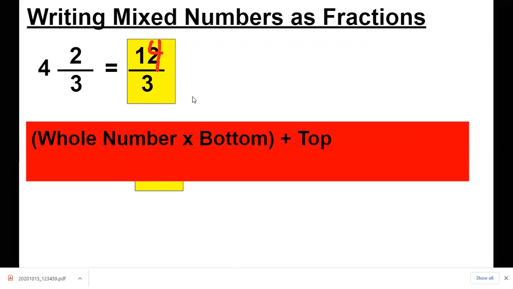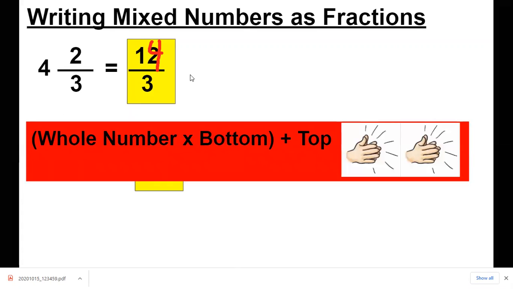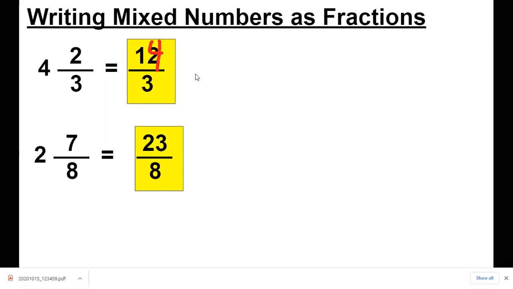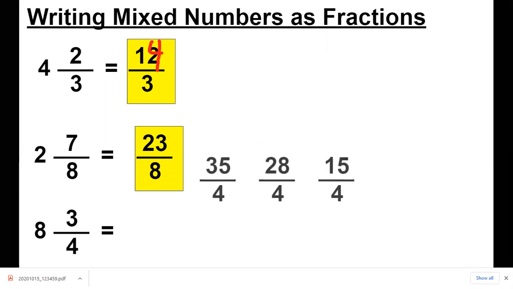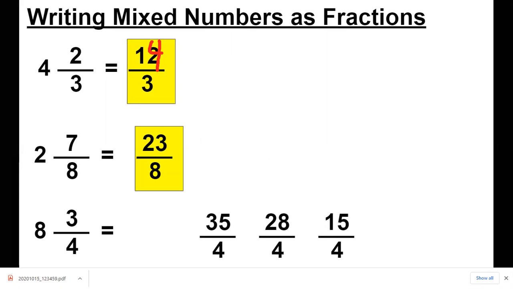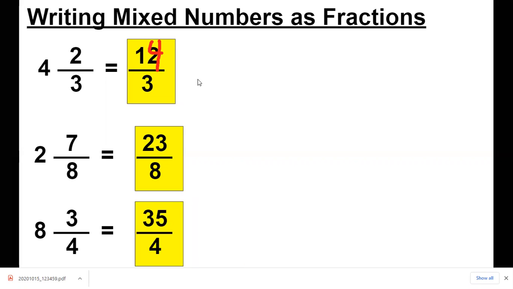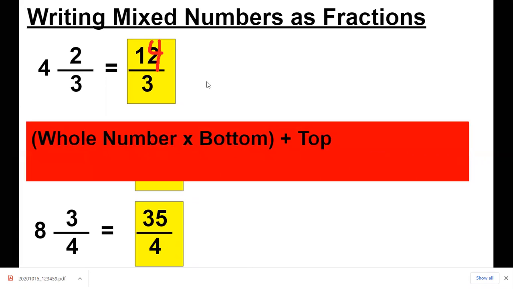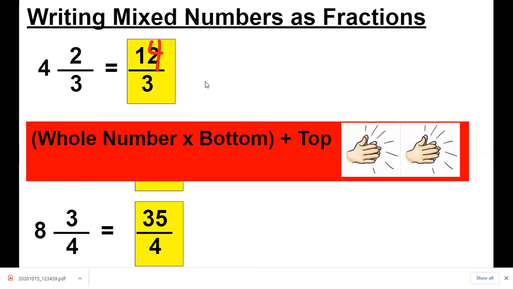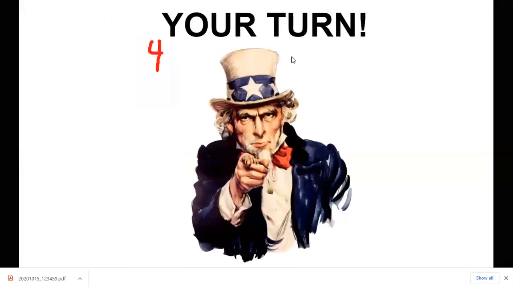First, our shortcut, whole number times the bottom plus the top, clap, clap. And the last one, 8 and 3/4 is equal to, here are your choices. Which is the correct answer? Okay, goodbye and goodbye. We are correct. 35/4 is the correct answer. Let's move it over here. And we get to sing our song. Whole number times the bottom plus the top. Clap, clap. All right.